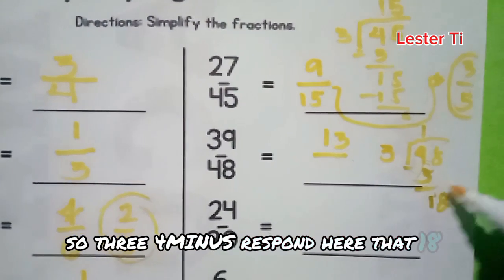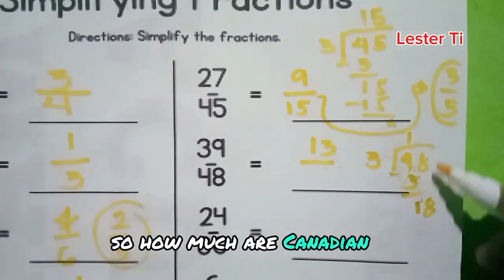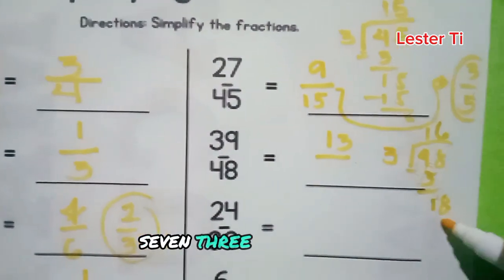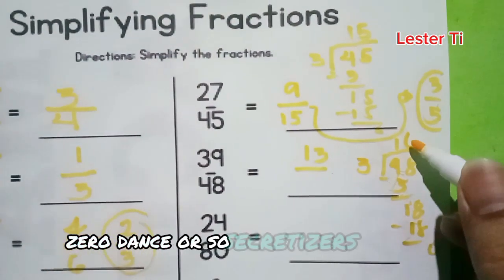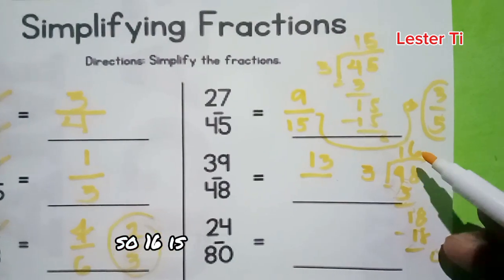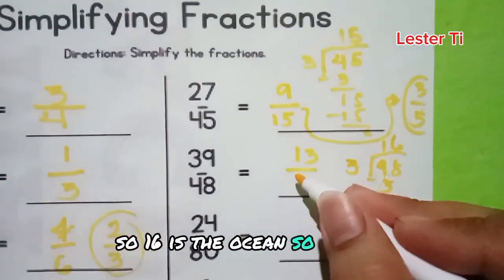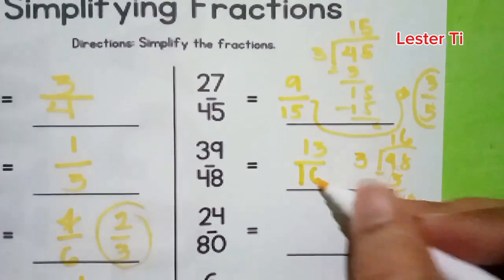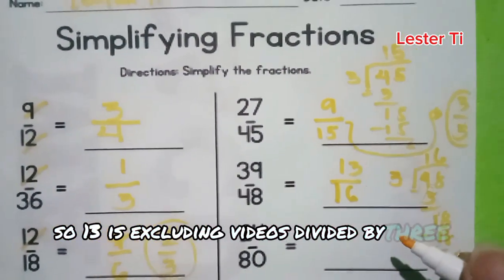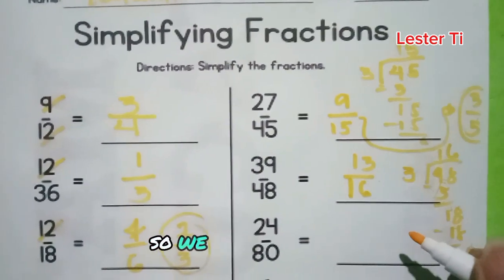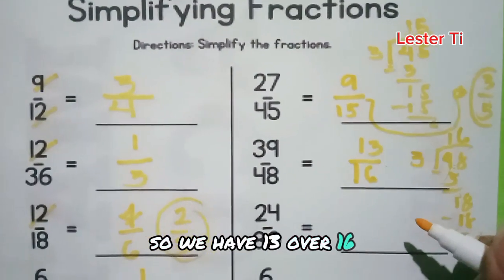Bring down the 8, so we have 18. How many 3s in 18? 6 times 3 is 18, so 0 is the remainder and 16 is the quotient. So 13 and 16, can they be divided by 3? No. So we have 13 over 16.